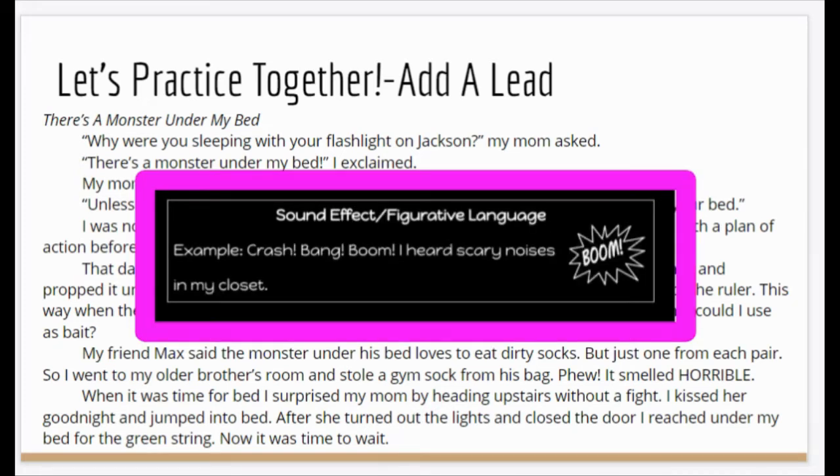One other one that you might choose is starting with figurative language, and the example here was crash, bang, boom. I heard scary noises in my closet. I find that kind of funny because this might actually fit, but in this case, we know the monster's under the bed and not in the closet. So take a second to think, how might you start this story using a sound effect or figurative language? I think I would go simple here. Scritch, scratch, squeak, scritch, scratch, thump. Do you think that would pull you in? I think so.